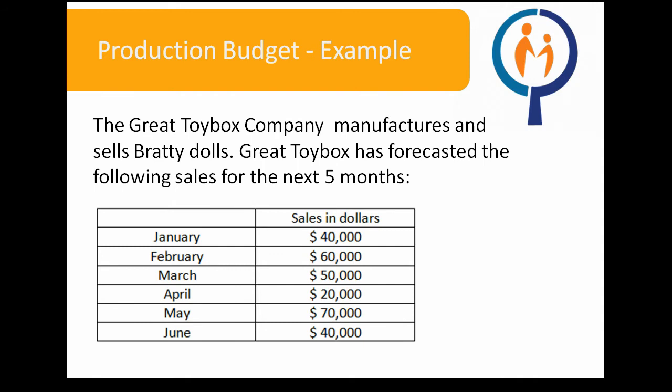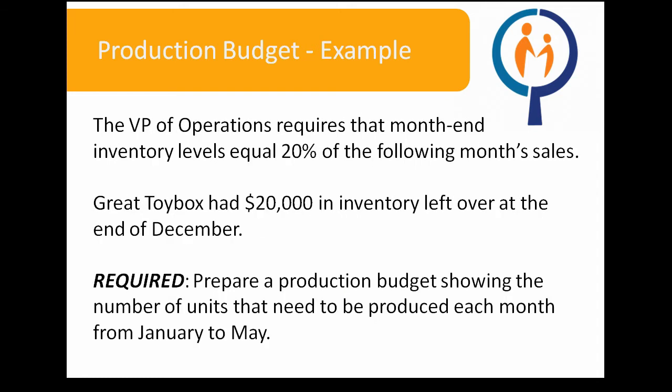Let's try an example. The Great Toy Box Company manufactures and sells Bratty dolls. Great Toy Box has forecasted the following sales for the next 5 months. The VP of Operations requires that month-end inventory levels equal 20% of the following month's sales. Great Toy Box has $20,000 in inventory left over at the end of December. The required here is to prepare a production budget showing the number of units that need to be produced each month from January to May.